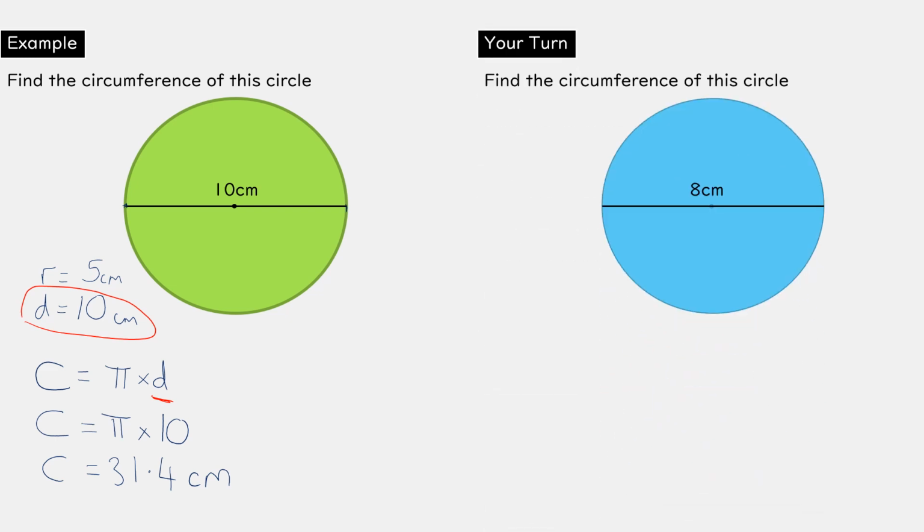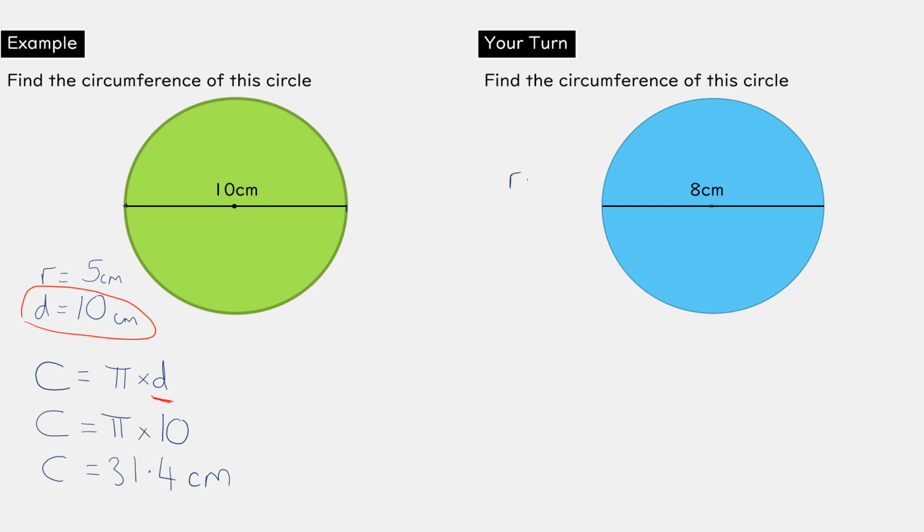Okay. Here's one which is very similar, so just pause the video and have a go at this one. Okay, so I'm going to now show us how we should do this one so you can mark your answer.